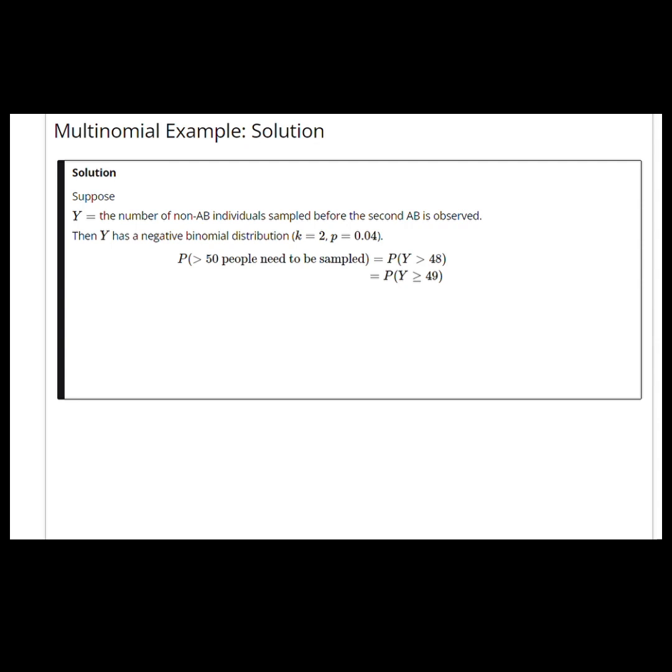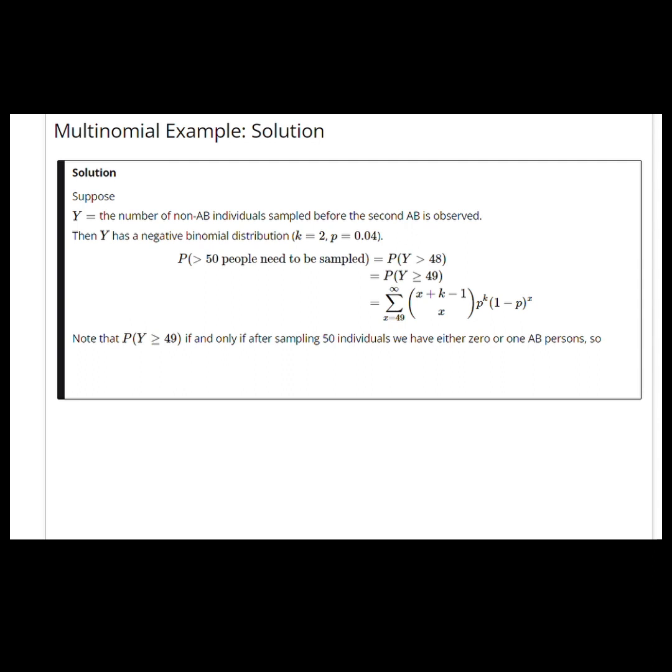This random variable y has a negative binomial distribution. r is equal to 2, p is 0.04. And we're asked for the probability y is greater than or equal to 49. We could simply add together the values of the probability function from 49 to infinity. But this looks like a lot of work.